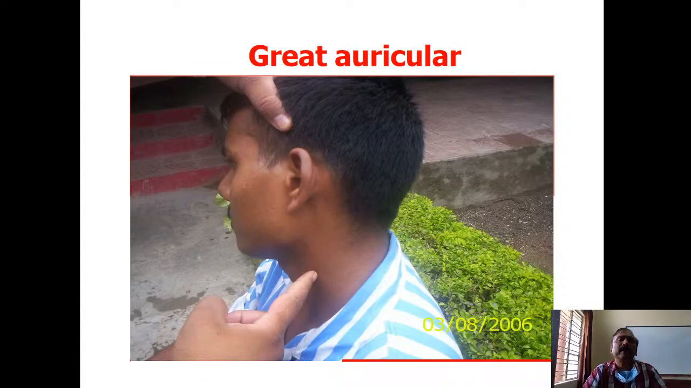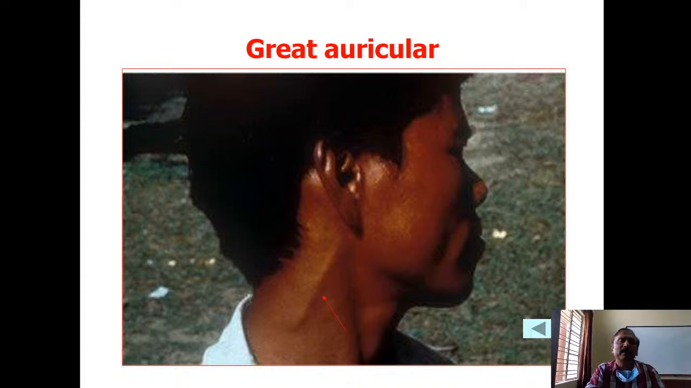Greater auricular. Now, greater auricular, what did I tell you? You must make the person look the other side and feel it on the sternomastoid. You will find the greater auricular nerve. Here you can see a much thickened greater auricular nerve, a very, very thickened one, and you hardly get to see this nowadays. Nice photograph.